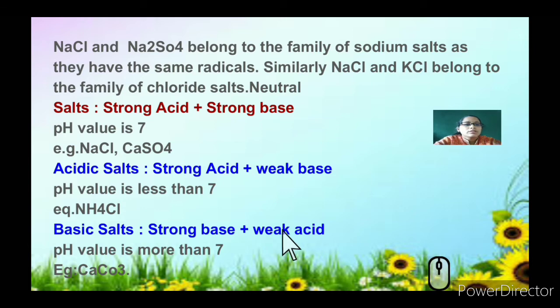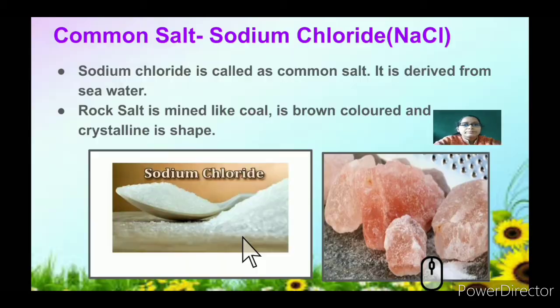So what are basic salts? They are formed by a strong base and a weak acid. Here, as I told you, when the pH value nears 14, it forms a strong base, and an acid becomes weak when the pH nears 7, that is 0 to 7. Here the pH nears 7.